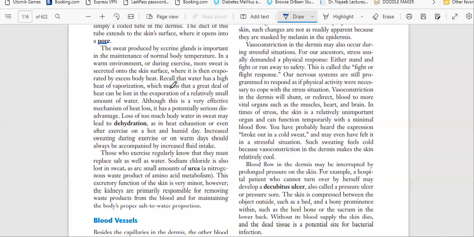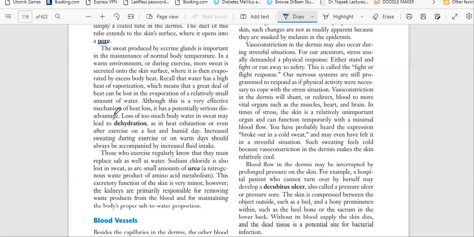Recall that water has a high heat of vaporization, which means that a great deal of heat can be lost in the evaporation of a relatively small amount of water. This is a very effective mechanism of heat loss. So basically, the sweat glands decrease the heat from the body. That's the reason we have to do a lot of exercise, or be exposed to a warm environment also.